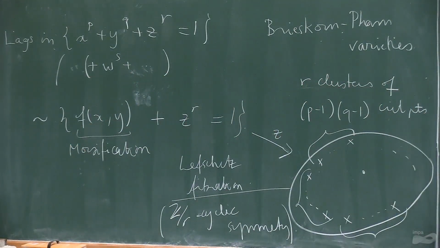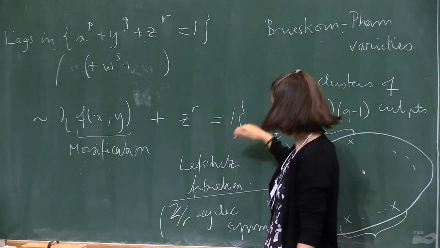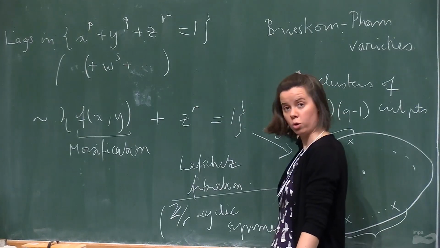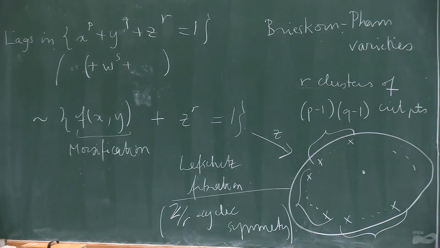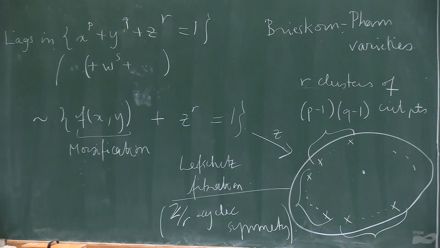Okay, so before I go any further, are there questions about this? Is that the total space of the fibration? Yes, so this is my space, this affine variety, equal to 1. And I map down by projecting to the z coordinate to C. This is the total space, this is the base. Any other questions?